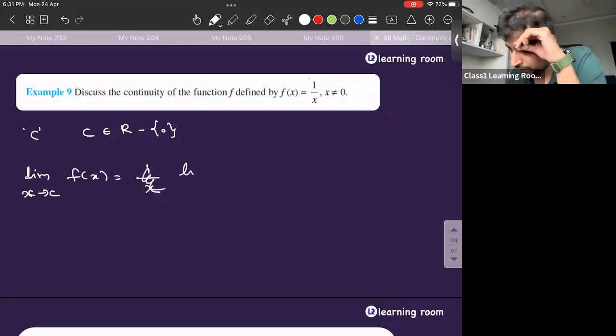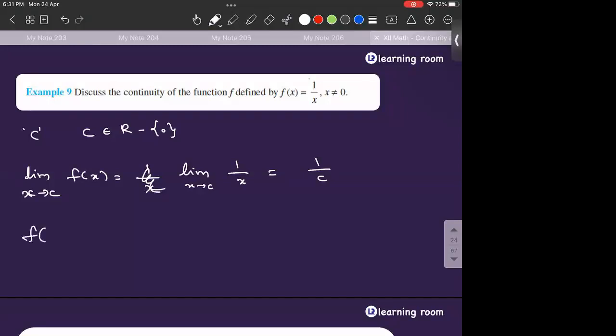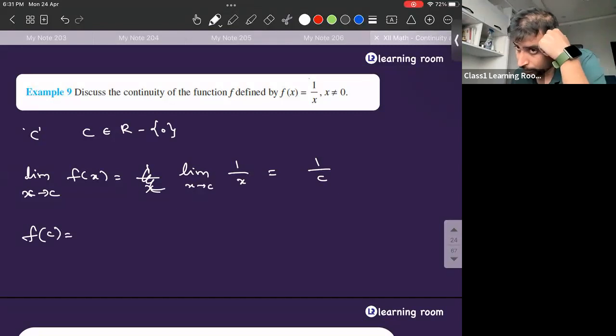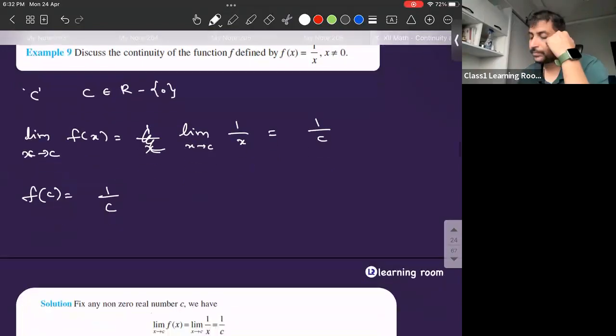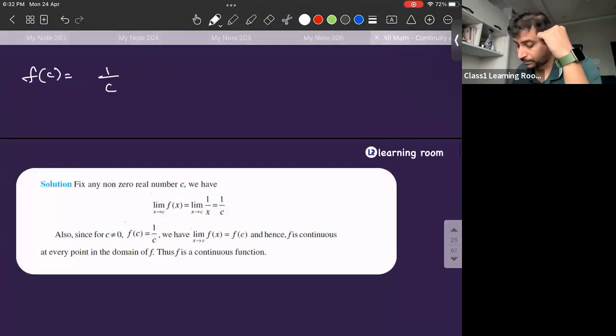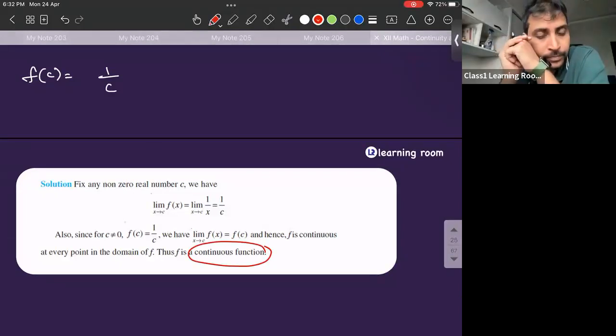Sorry, limit x tends to c, 1 by x. So what will I get? 1 by c. What is the function value? Function value is f of c, which is 1 by c. So what can you say? It's a continuous function. You understood? Simple, right?